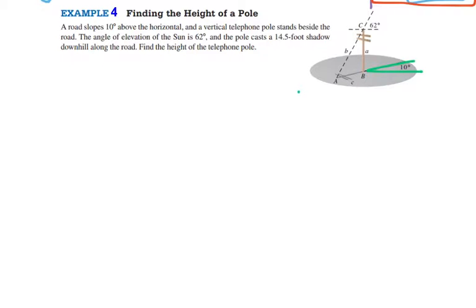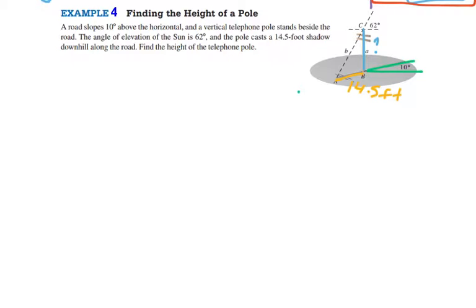And a vertical telephone pole stands beside the road. The angle of elevation from the sun is 62 degrees, and the pole casts a 14.5 foot shadow, so that's this piece here, and downhill along the road. And we need to find the height of the telephone pole, so we don't know what A is.